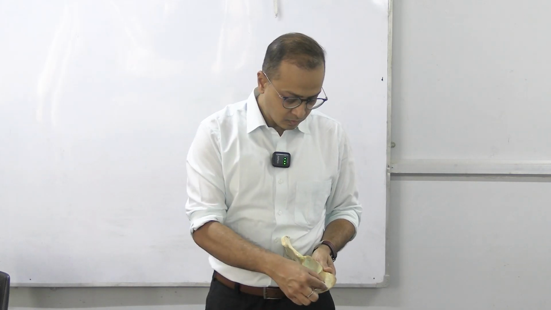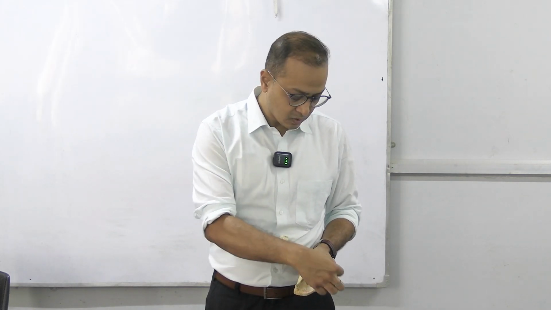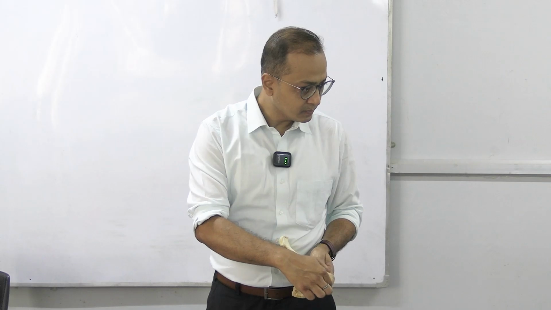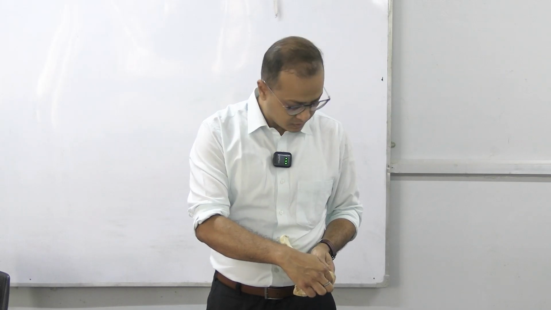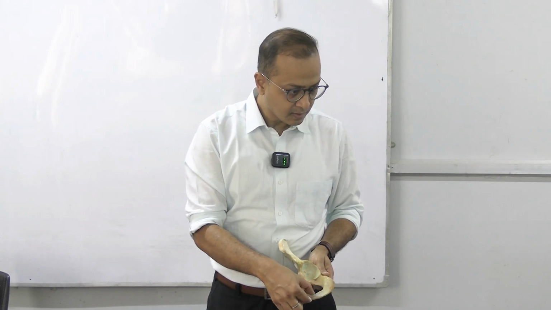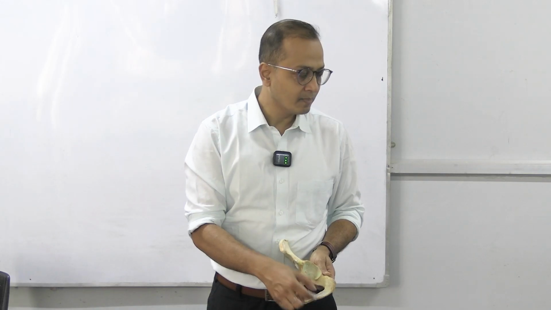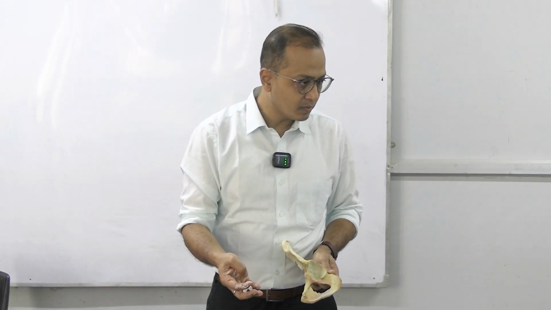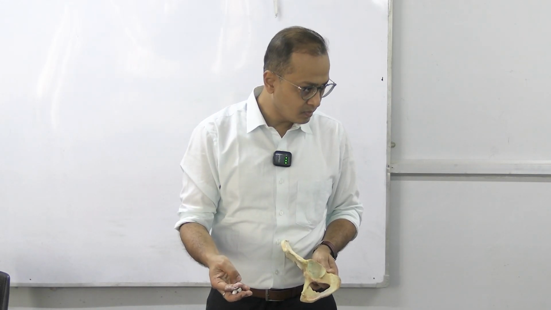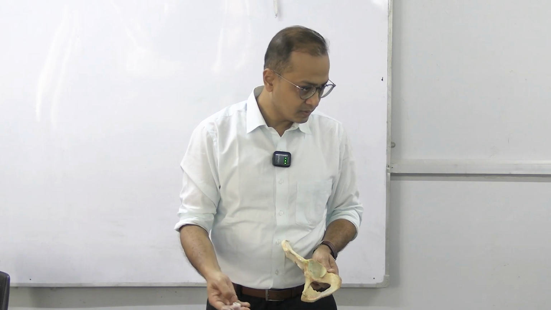Clear? So, this one is hamstring, this one is medial compartment muscle. Then you know the medial compartment of the thigh: longus, brevis, magnus, gracilis. Okay.